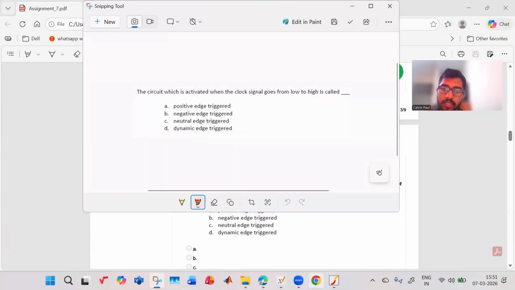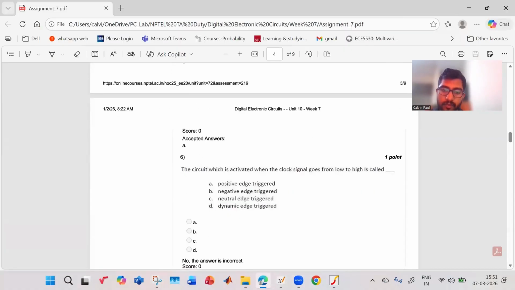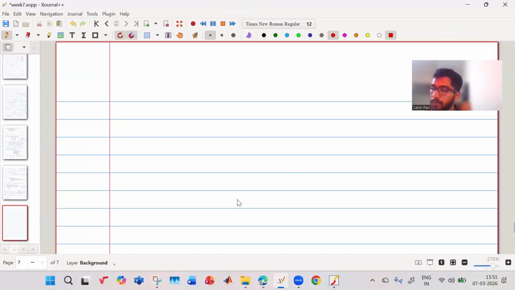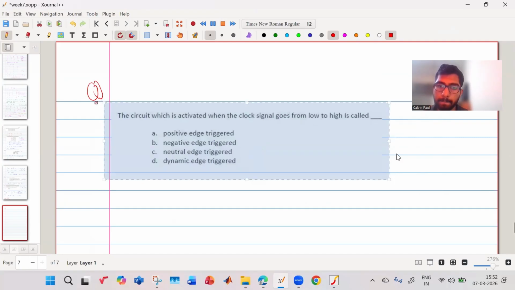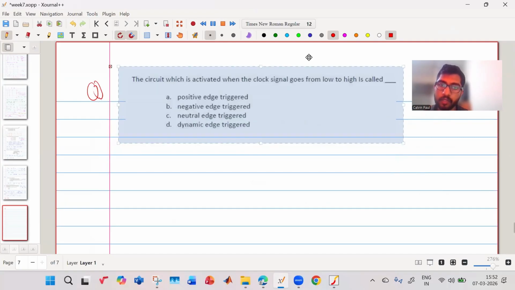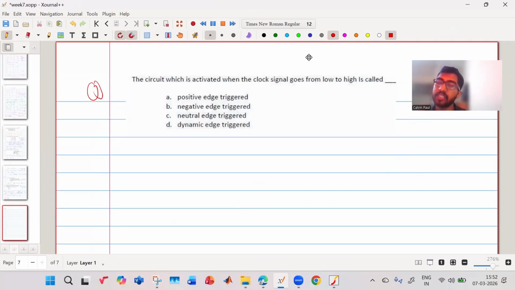So we are going to consider this question. For a circuit which is activated when the clock signal goes from low to high, what is it called? Is it called positively edge triggered? Negatively edge triggered? Neutral edge triggered? Or dynamic edge triggered? It is specifically told it is going from low to high. So that means it is positively edge triggered.